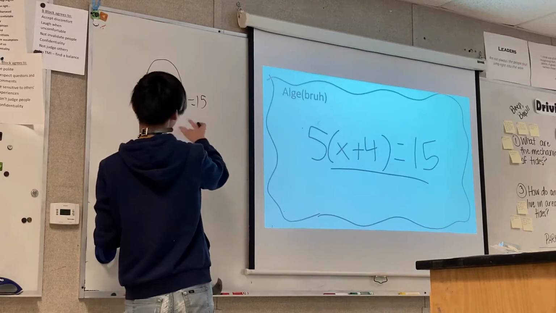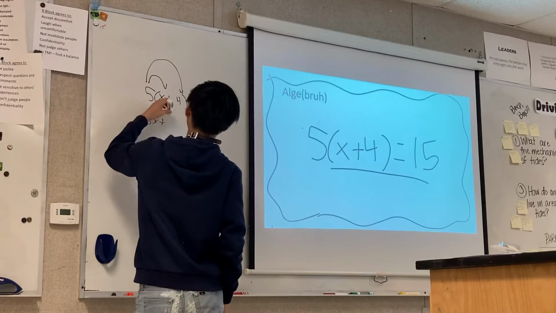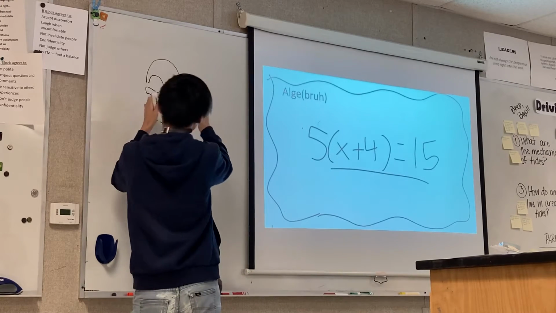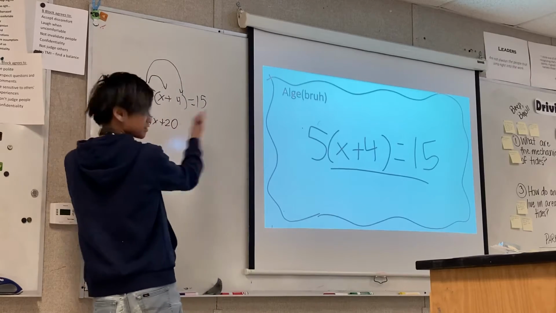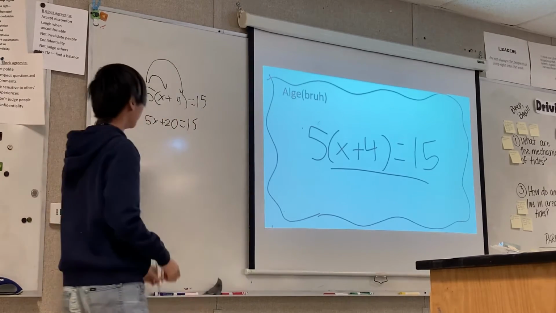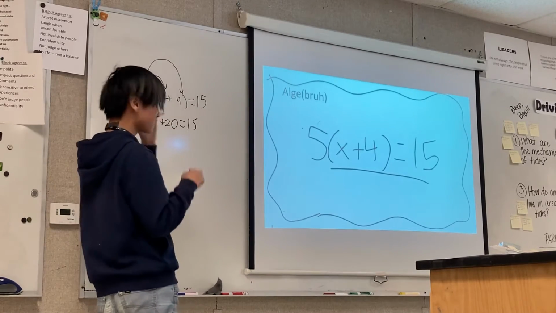I could just write 5 times 4, or I could simplify it and just do 20, because that's what 5 times 4 is. So we got 20, and we don't need parentheses anymore, because this is not here anymore. We crammed it down into this thing. So then now this is 15. So our next step, we're going to be doing the inverse operation.